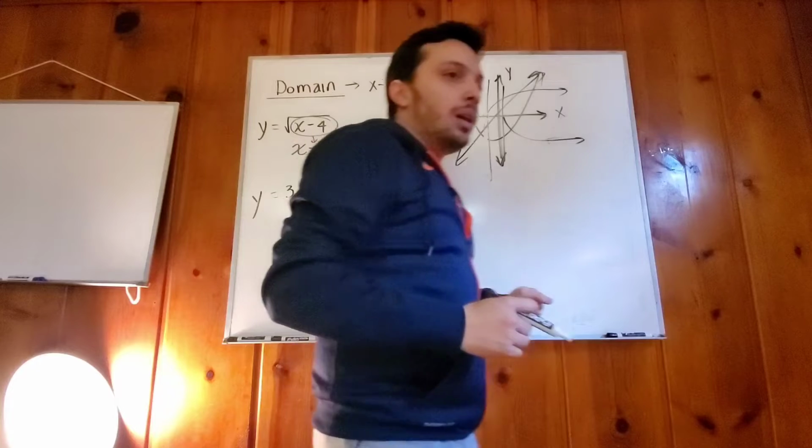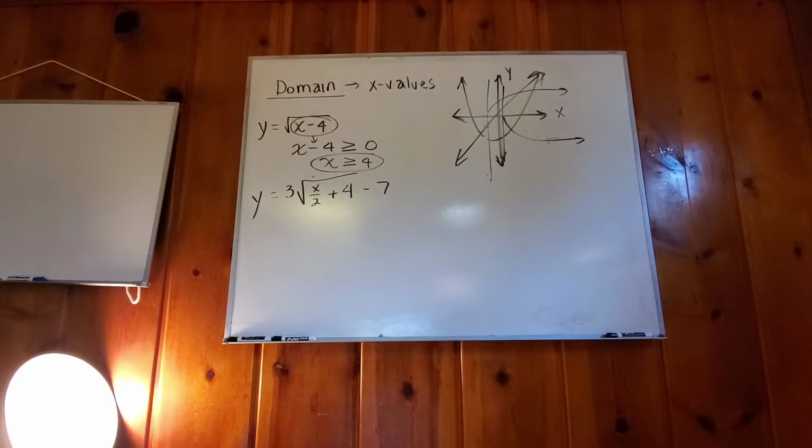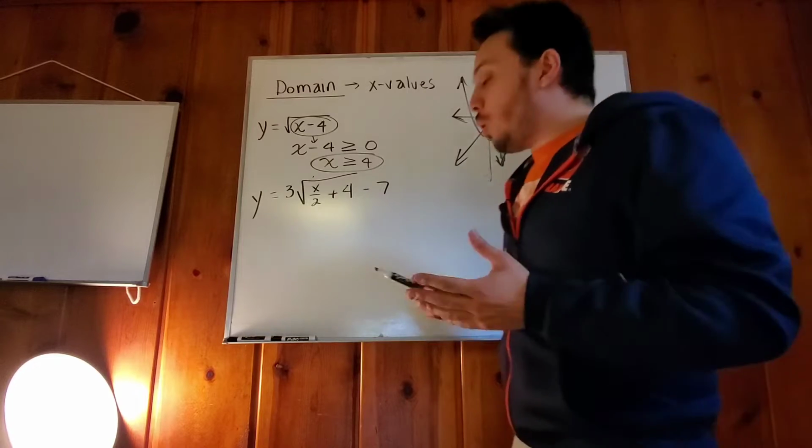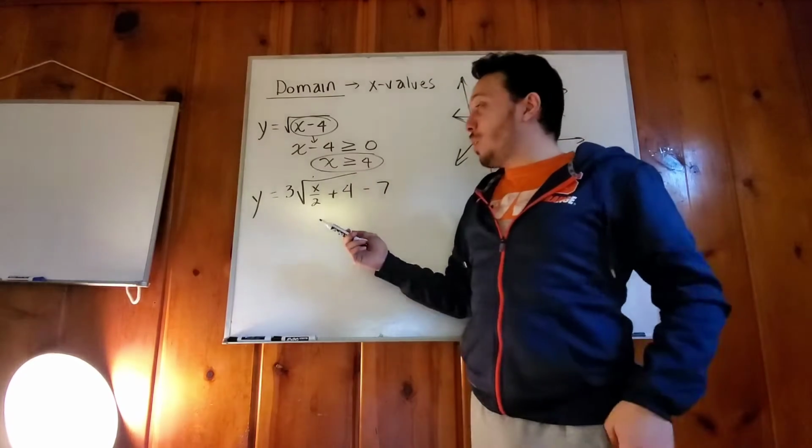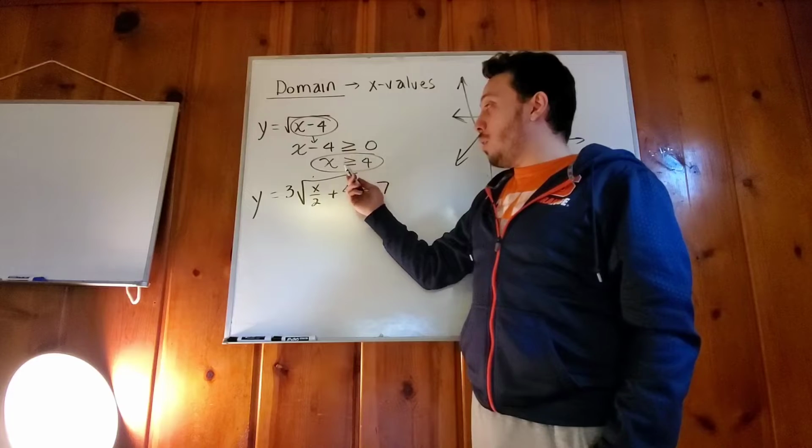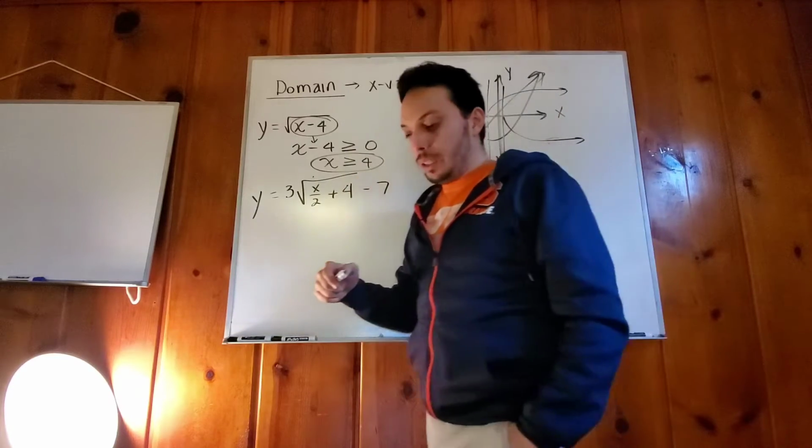And that's my domain. My domain is from positive 4 all the way to positive infinity. Your book words it this way: the domain is the set of all real numbers greater than or equal to 4. So, the set of all real numbers greater than or equal to 4. What about the second one?